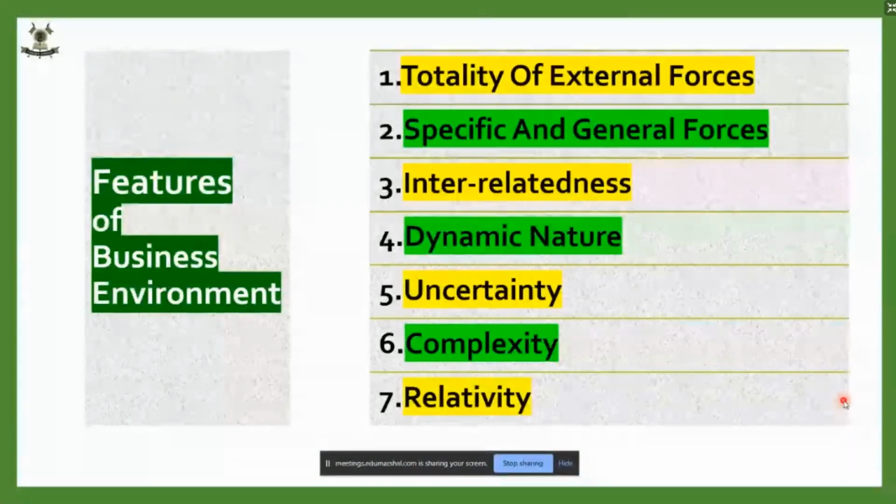So what are the features? They were totality of external forces, specific and general forces, interrelatedness, dynamism, uncertainty, and complexity and relativity. When we say this, let's take up what points were being covered yesterday.